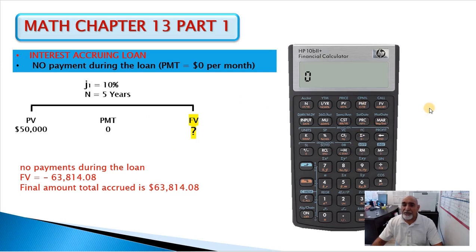And at the end we get FV. We're looking for, we owe them $80,000. Okay, this is a mistake here. We owe them $80,000, not $63,000. But no payments during the loan. At the end, negative means we owe them. We owe them $80,000. This is a mistake.